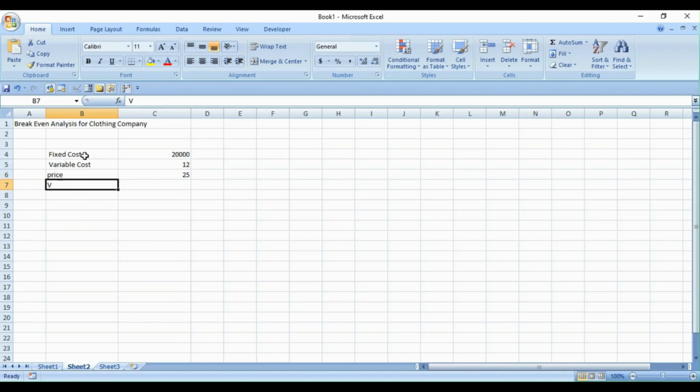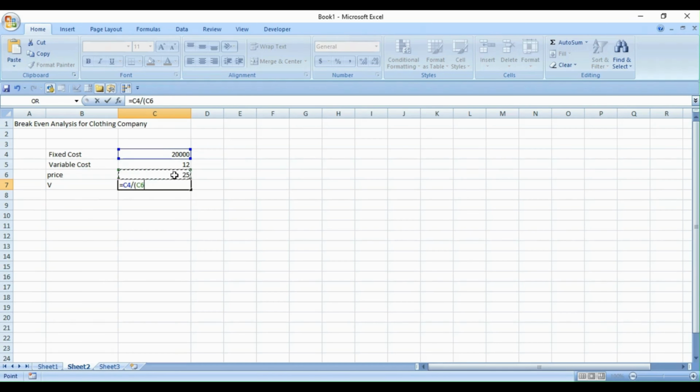Let's see a break-even analysis example for a clothing company. Now I am going to show you how to calculate it. Assume here fixed cost is 20,000, variable cost is 12 and price taken is 25. To calculate break-even analysis, which is represented by V, it is calculated using an Excel formula. In this cell, C4 is divided by C6 minus C5, that is fixed cost divided by the difference of price and variable cost. After calculation, the value of V is 1538.462, which is the break-even point.